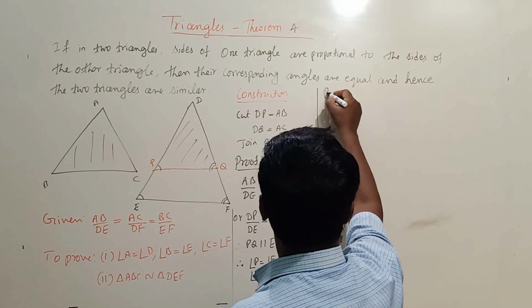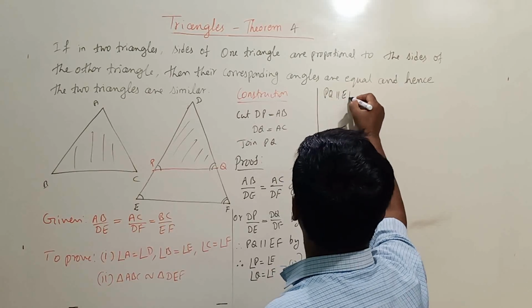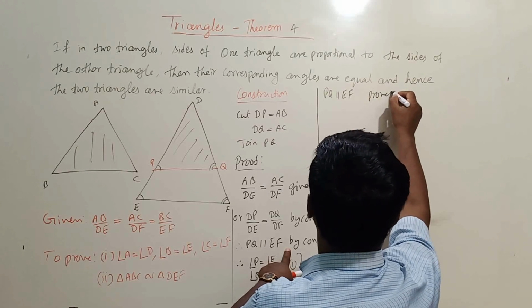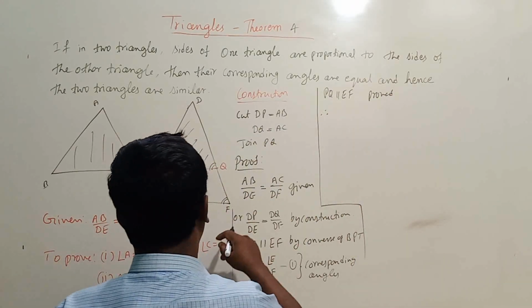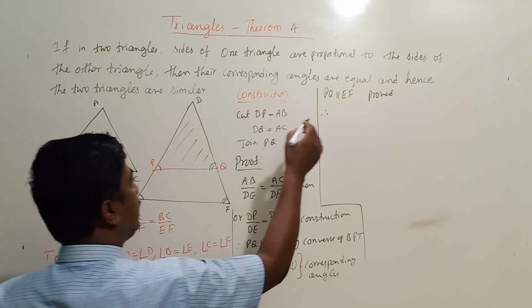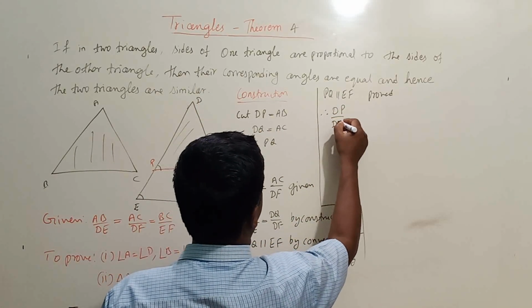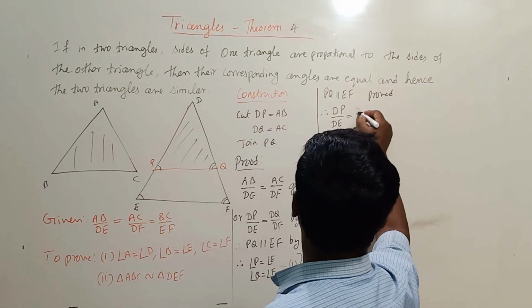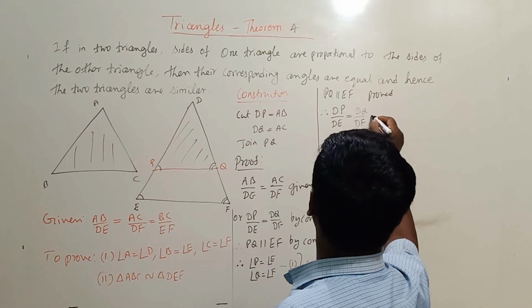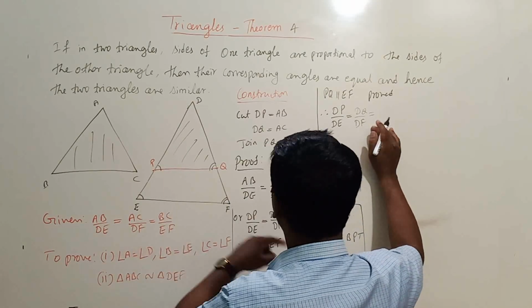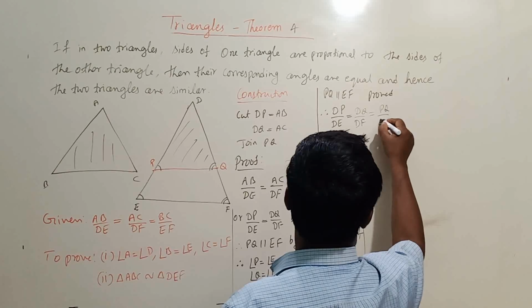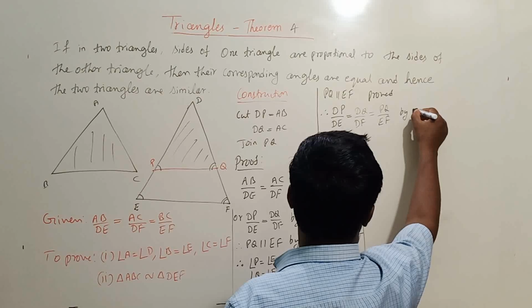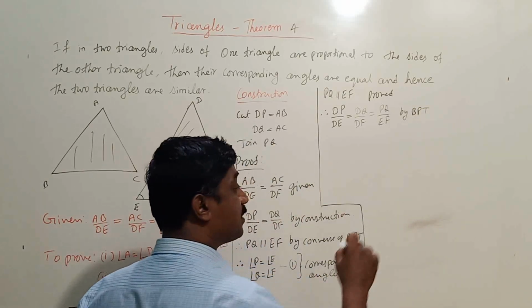Now what I'm going to take here, check here. PQ is parallel to EF. We got it. PQ is parallel to EF. Proved. Already proved. So therefore, what I can take? DP by DE is equal to DQ by DF, and DQ by DF is equal to what? PQ by EF. By what? By the corollary of BPT. The reason you need to give.